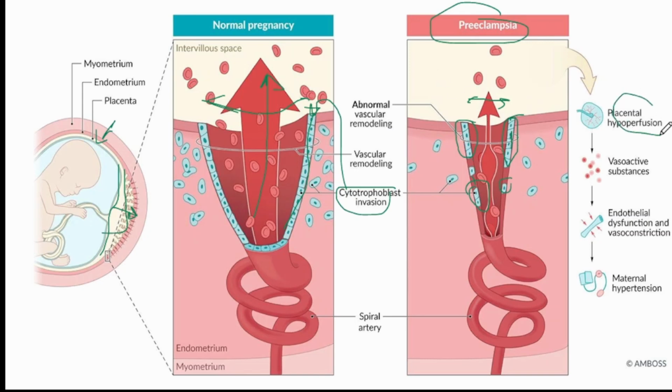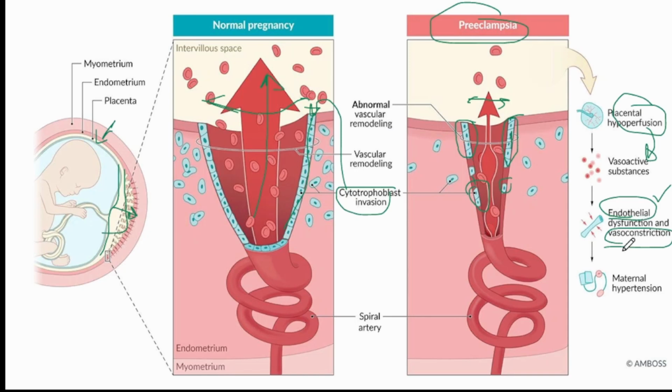This placental hypoperfusion then leads to a vasoactive substance release. That's normally what every tissue in the body does. When it's hypoperfused, it leads to release of vasoactive substances that increase the flow. But what do these vasoactive substances do? They cause platelet dysfunction and vasoconstriction. So we need to remember that it causes two things: platelet dysfunction and vasoconstriction, and these are the two factors that lead to the systemic effects of preeclampsia.